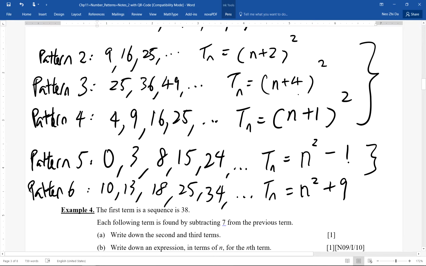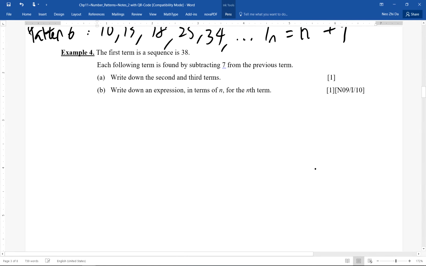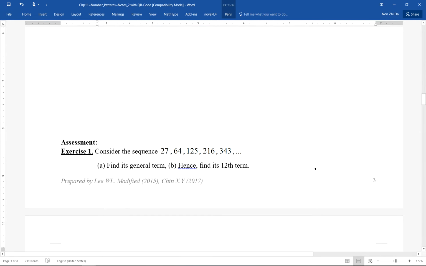So your general term here, n squared minus 1 plus 10. Negative 1 plus 10 gives you positive 9. Okay? Now, we are going to move on to this question. Okay, this one, do you all have it? 27, 64, 125. I give you 2 minutes to do this question.